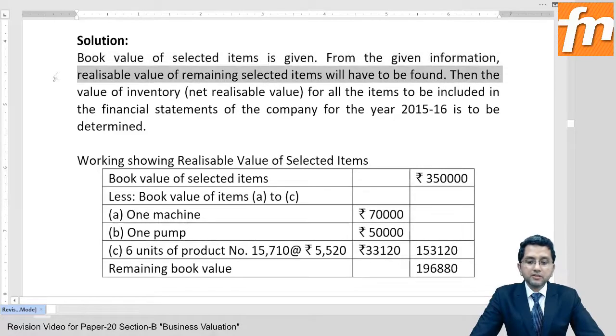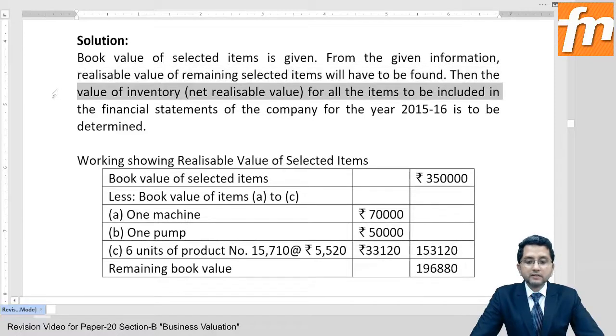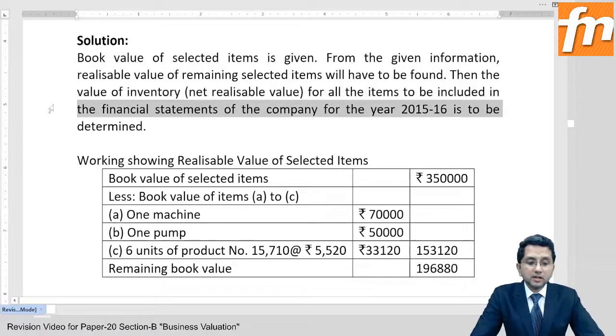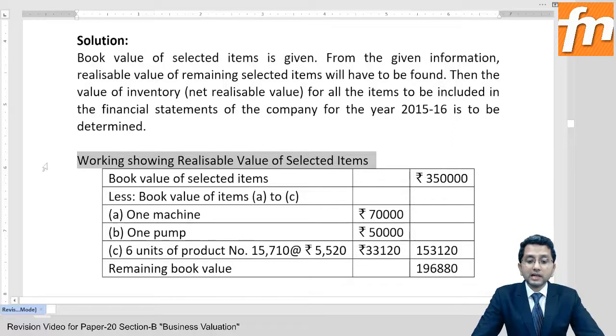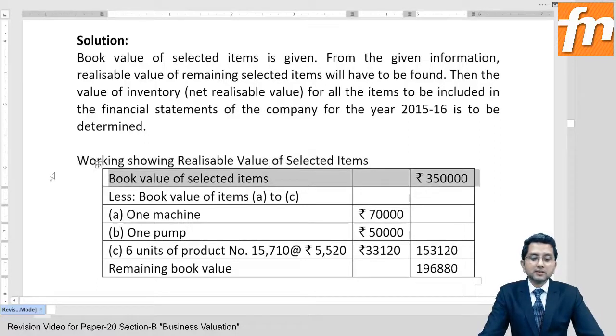From the given information, realizable value of remaining selected items will have to be found. Then the value of inventory for all items to be included in the financial statement is to be determined. So working showing realizable value of selected items. Selected items means sampled items. Book value of sampled items is 3,50,000. Out of which book value of special item A is 70,000, special item B is 50,000, special item C has a book value of 33,120.